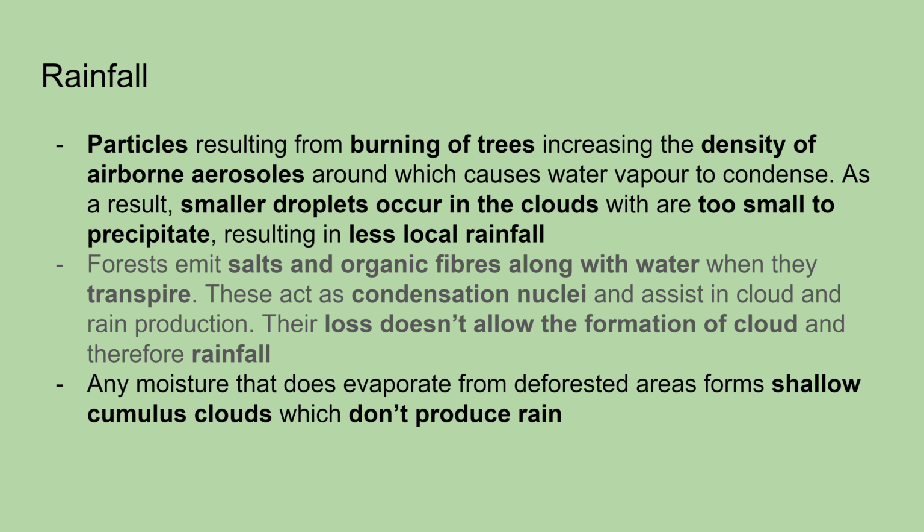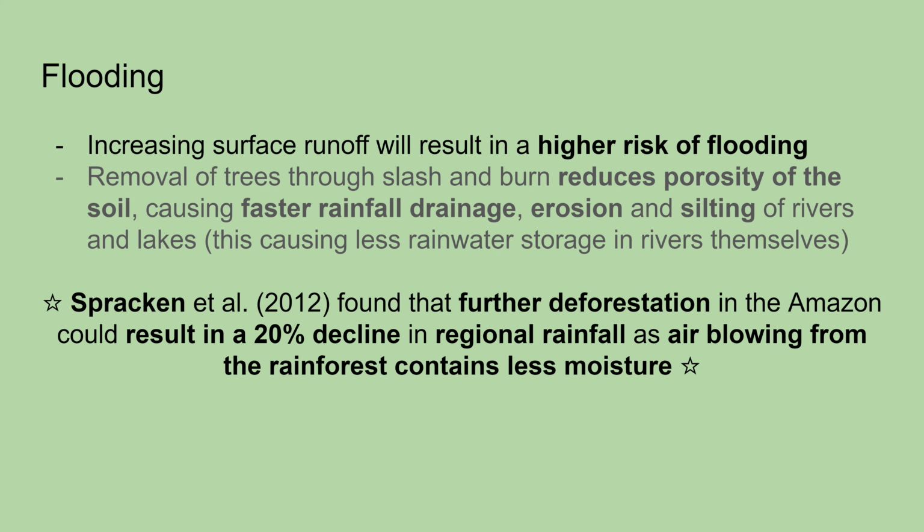In terms of flooding, the increasing surface runoff will result in a higher risk of flooding. Removal of trees through slash and burn reduces porosity, or just the pores of the soil, causing faster rainfall drainage, erosion, and silting of rivers and lakes, which causes less rainwater storage in rivers because the depth of the river is raised.